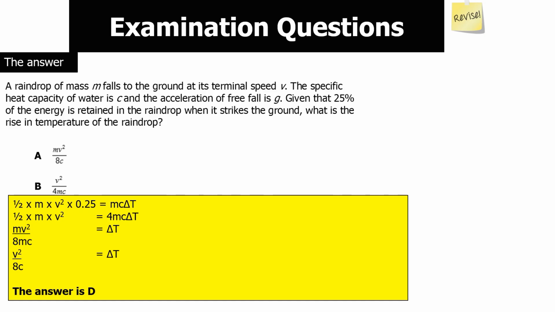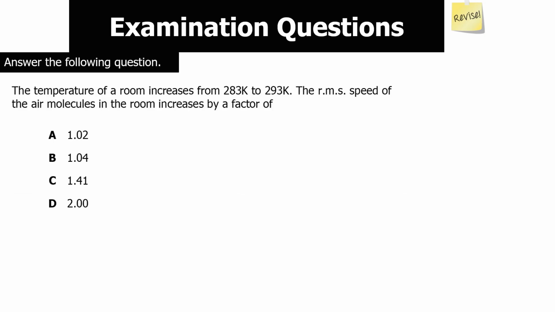Our answer is D. The next question says, the temperature of a room increased from 283 Kelvin to 293 Kelvin.